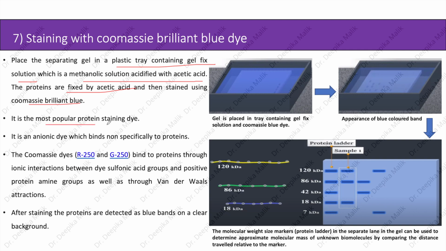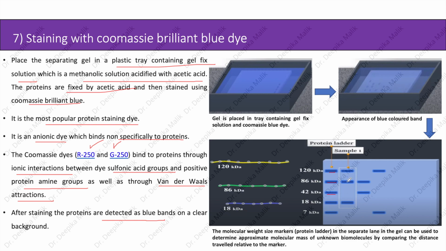It is the most popular protein staining dye. It is an anionic dye which binds non-specifically to proteins. The Coomassie dyes R250 and G250 bind to proteins through ionic interactions between disulfonic acid groups and positive protein amine groups, as well as through van der Waals attractions. After staining, the proteins are detected as blue bands on a clear background, as you can see here in the diagram.